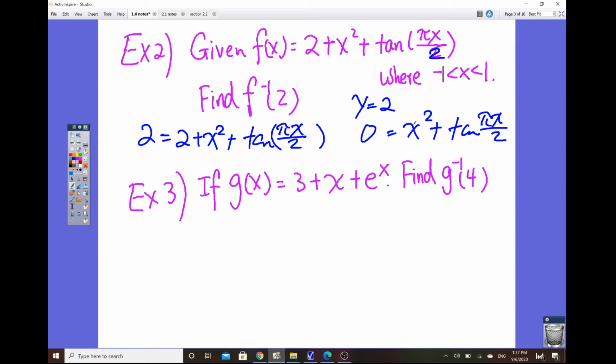For this one, we can put in the function y1. So it's a calculator problem. y1 equals x squared plus tangent of pi x over 2. And from here, we can find the x-intercept. There are two ways we can do it: we can use the decimal, or we can use the graphing calculator. I'm going to show you both.